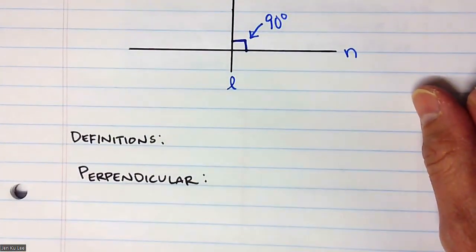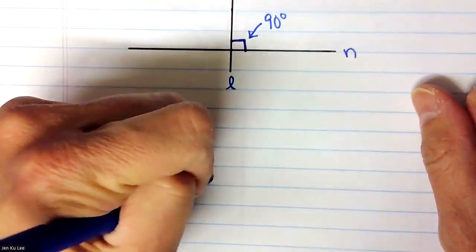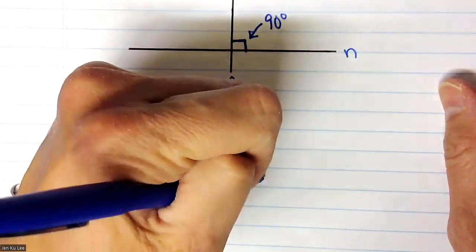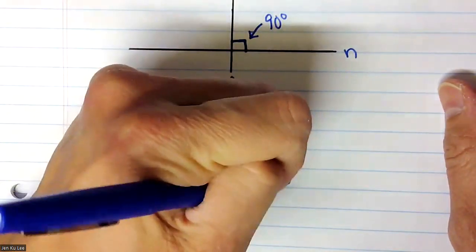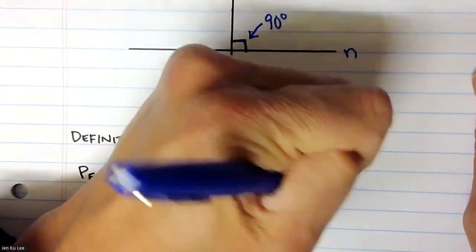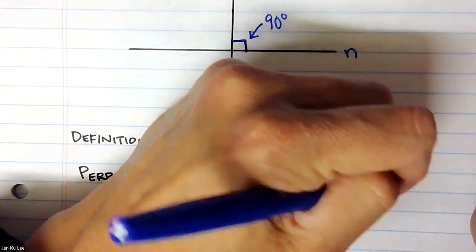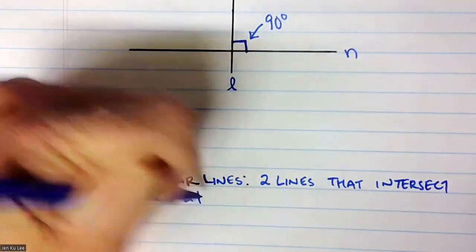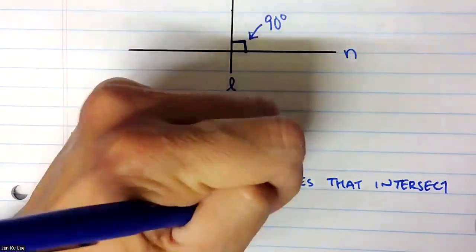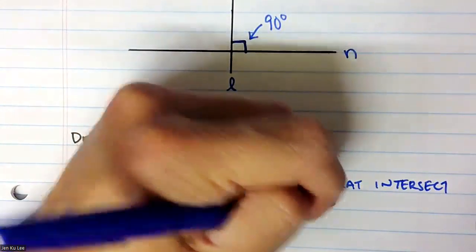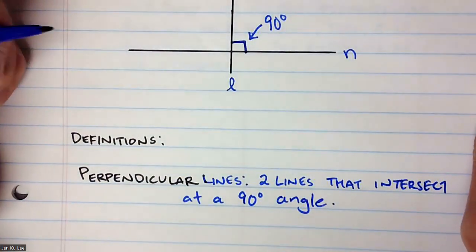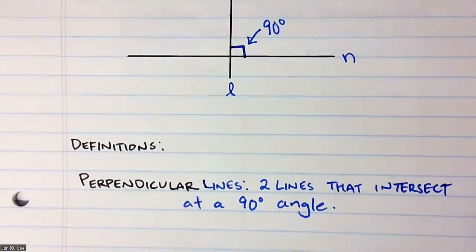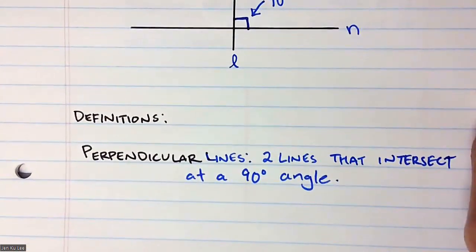So some definitions here: perpendicular lines are two lines that intersect at a 90-degree angle. Pretty simple. What this section goes over is what a perpendicular bisector is.